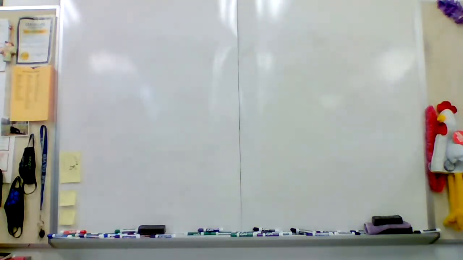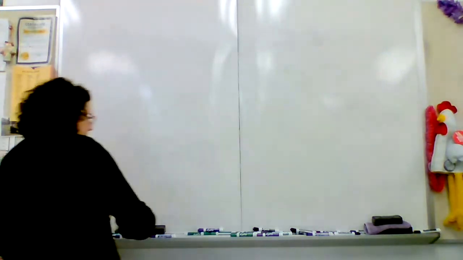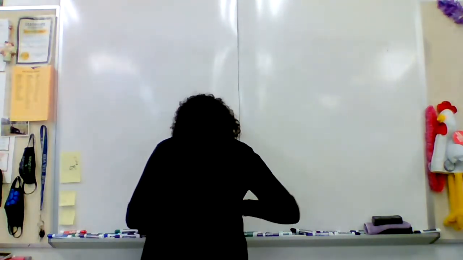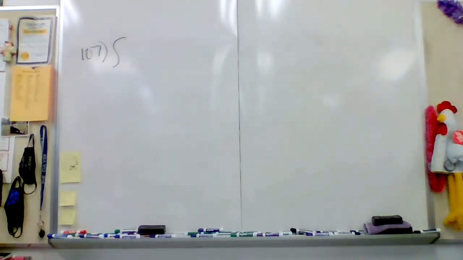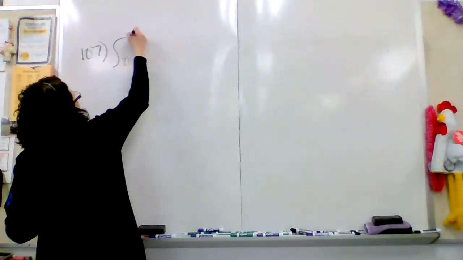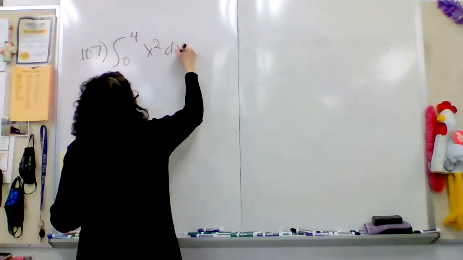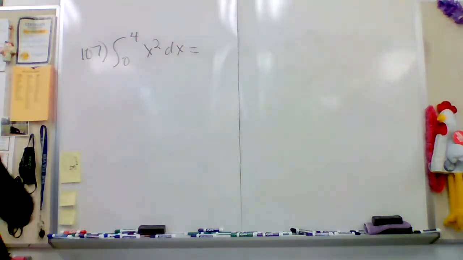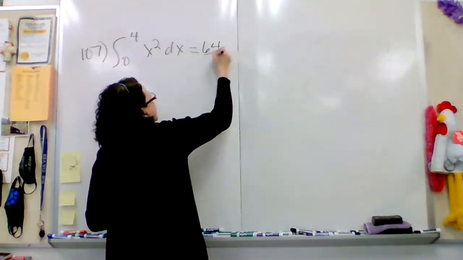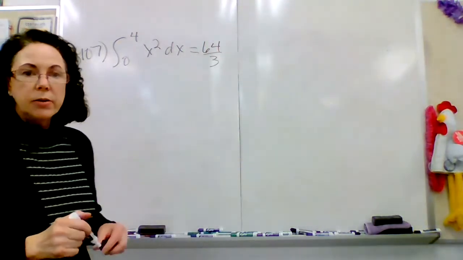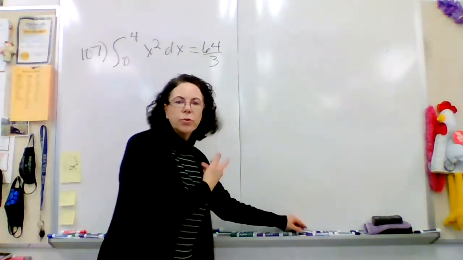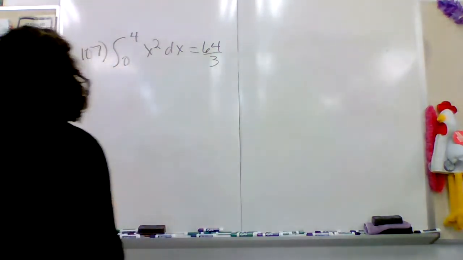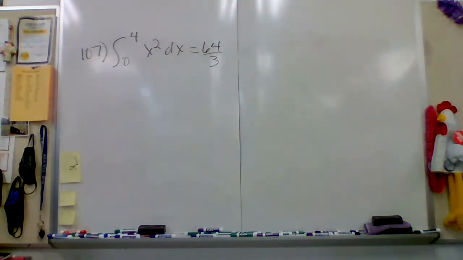Let's see, on 107, they give you this information that the integral from 0 to 4 of x squared dx equals 64/3. By the way, if you figured that out yourself, it's true, right? They're not just saying, hey, let's pretend like this is true. You would be able to integrate that, right? You know how. What do they want from you?